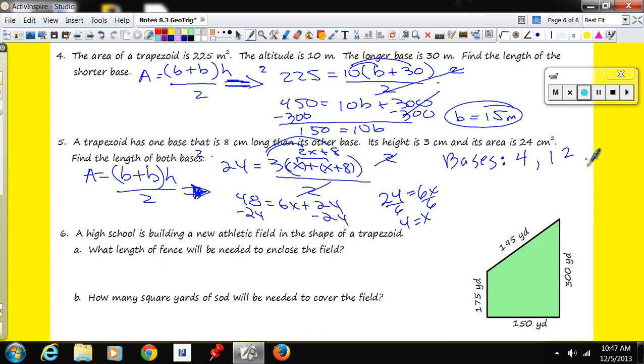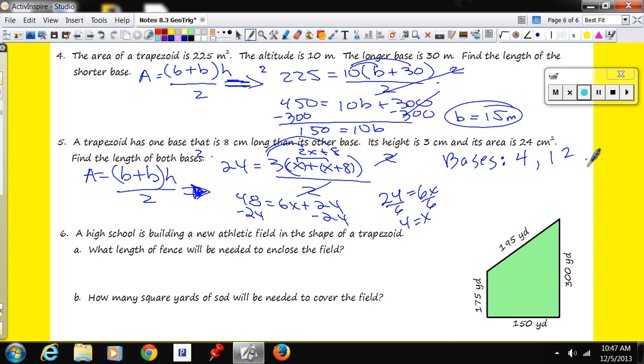High school is building an athletic field in the shape of a trapezoid. What length fence will be needed to enclose the field? So they got to buy some fencing to make it so that the footballs and soccer balls and all that stuff doesn't fly into the street. So what length of fence would they need to buy? How do I figure that out?